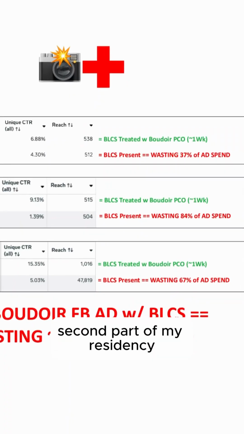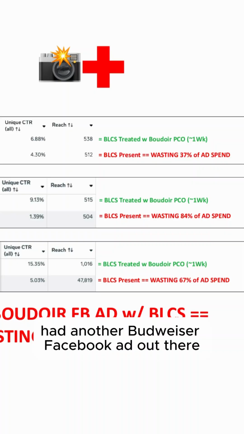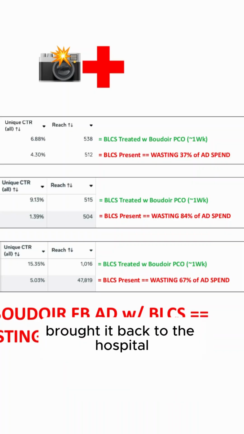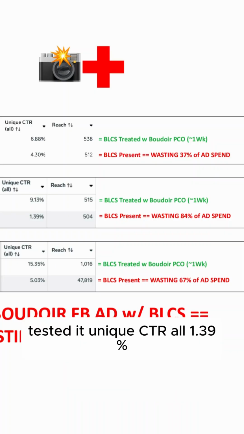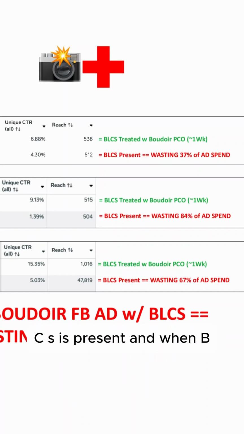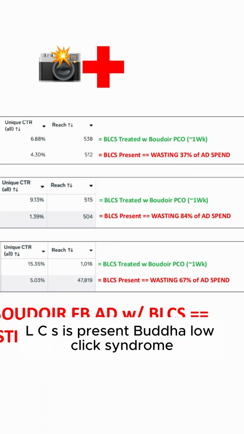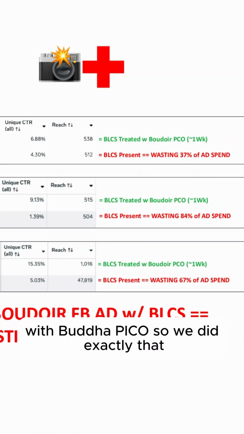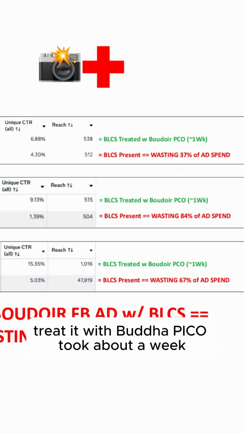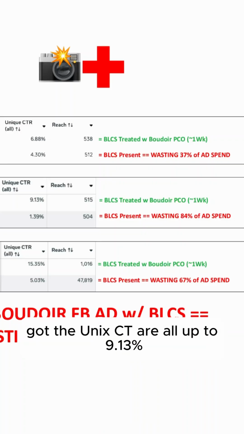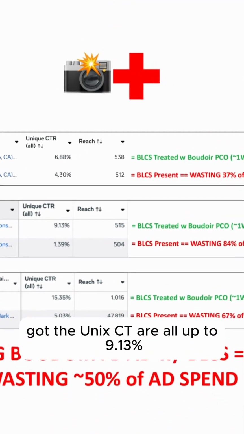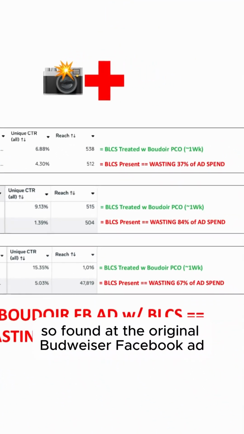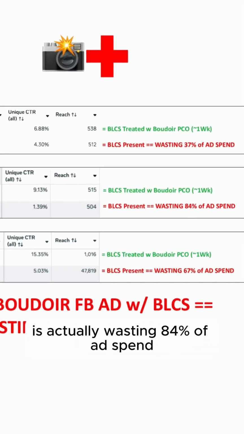In the second part of my residency, we got another boudoir Facebook ad out there, brought it back to the hospital, and tested it. Unique CTR all was 1.39%. So unique CTR all under 6%, BLCS is present. And when BLCS, boudoir low click syndrome, is present, we now know we can treat it with boudoir Pico. So we did exactly that, treated it with boudoir Pico, took about a week, and got the unique CTR up to 9.13%. So we found out the original boudoir Facebook ad is actually wasting 84% of ad spend.